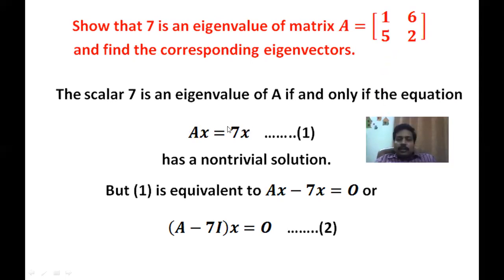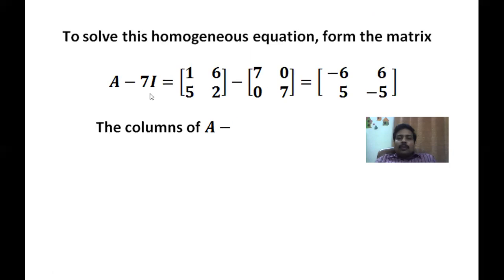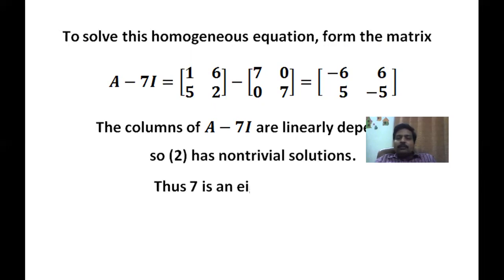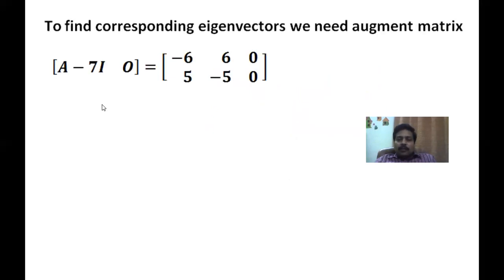This equation should have a non-trivial solution. We have checked that. So this is equivalent to (A minus 7I)x equals 0. And since these columns are linearly dependent, the dimension of Null(A minus 7I) is greater than 0. So it has a non-trivial solution. So 7 is an eigenvalue.